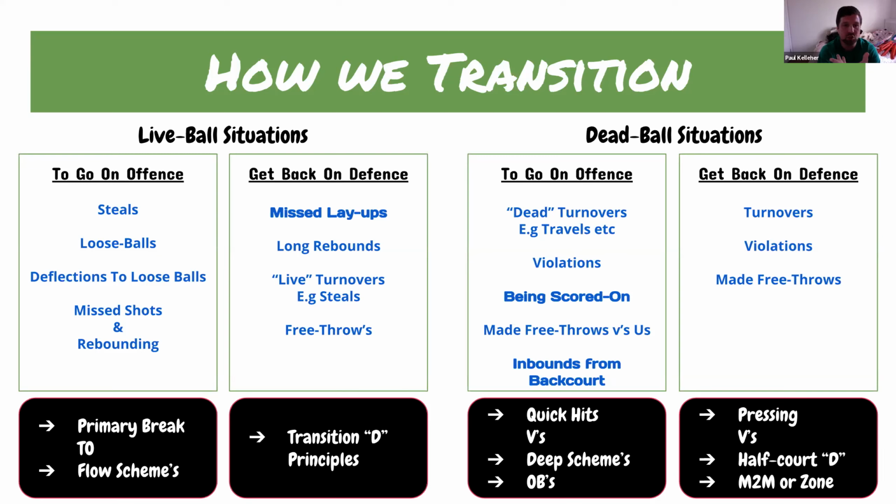In live ball situations, they can happen anything from steals to loose balls, deflections to loose balls, missed shots from the opposition, and also rebounding those missed shots and then getting them into a situation where we're putting them on their heels. How quick can we get them to turn their heads? As we spoke about in the last section, one of our phrases is see a head, see a shoulder. So how quick can we get them into those situations where they're on their heels, and then our guys get to see their next move or option based on where the defense shows their shoulder or the back of their head.